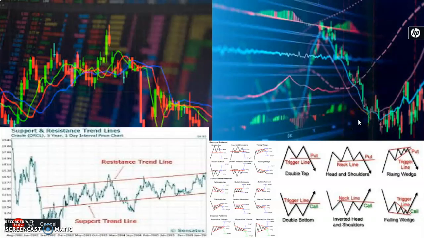I'm sure all of you have seen these images when Googling the word stocks. And all those fancy lines you see, that's what technical analysis is.